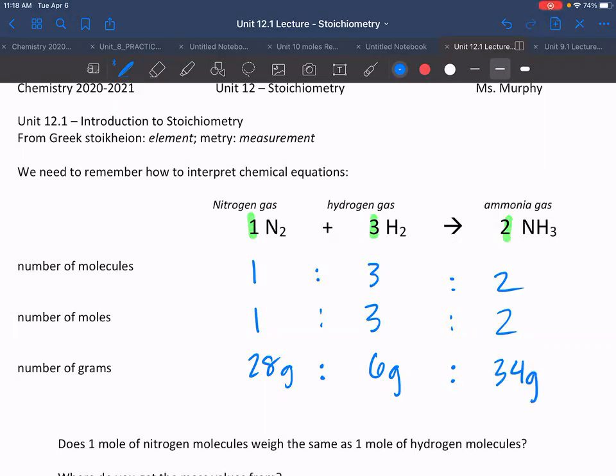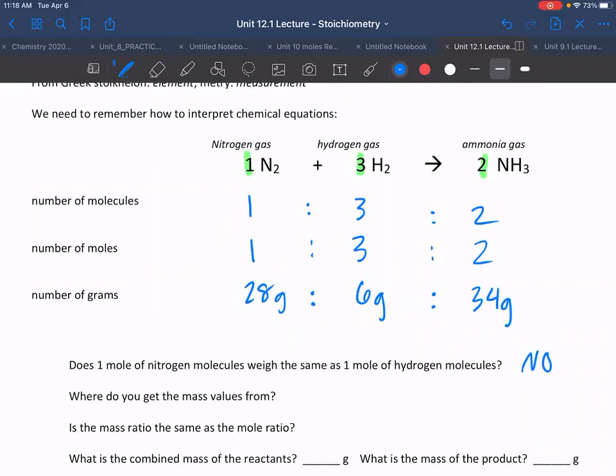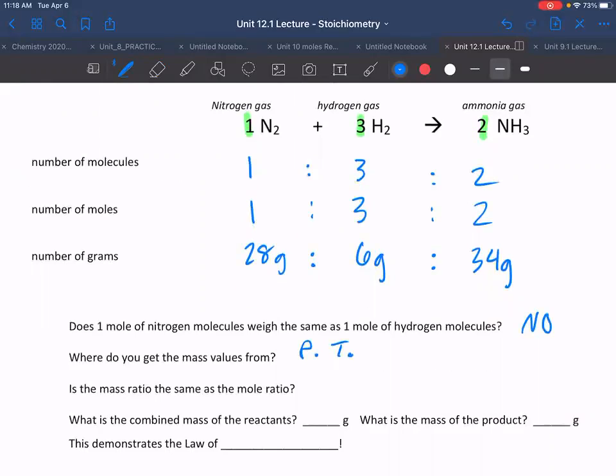So now the question below asks, does 1 mole of nitrogen weigh the same as 1 mole of hydrogen? No, it doesn't. If you think about the whole periodic table, each element has a different mass because that's how much they weigh per mole. Where did we get the values for masses from? Periodic table. I'm just going to abbreviate that as PT. Now, is our mass ratio the same values as our mole ratio? No, they're completely different. So we need to make sure that we can use the coefficients for moles and molecules, but we can't use them for mass.